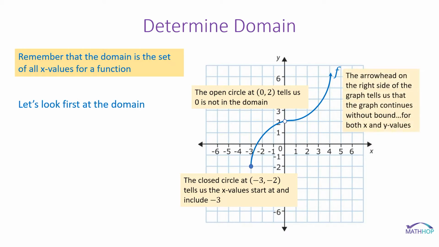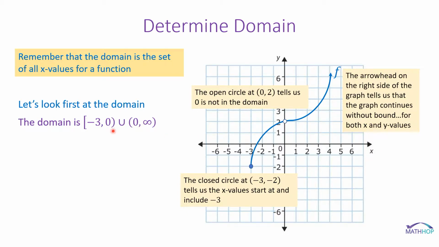Now the arrowhead on the right-hand side tells us that the graph continues without bound, actually for both x and y values. But just looking at the x values, or the domain, this would continue to get wider and wider and wider and include all x values through infinity. So the domain of this function is from -3 inclusive to 0, where 0 is not included, and then it jumps, this little union symbol says it jumps from 0, again not included, to infinity. So basically all real numbers past 0, not including 0.